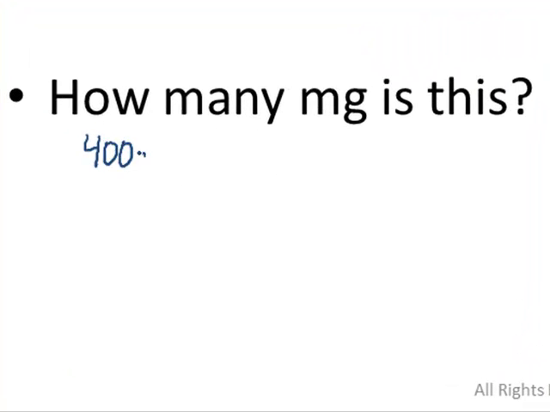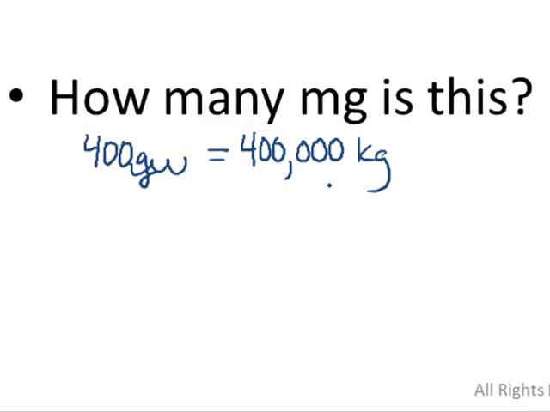I can take 400 grams and I can move the decimal point 3 places to the right. The decimal point is here, so 1, 2, 3. So 400 grams becomes 400,000 milligrams. Oh, sorry, milligrams. I mislabeled that. Let's erase that.